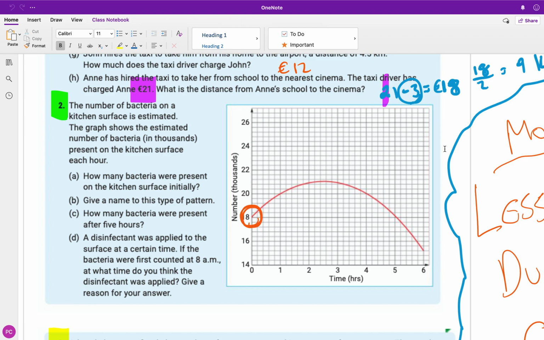Oops, not there. Going over it. Let's go a bit bigger. At the start, we have 18,000. Remember it's in thousands. So 18,000 bacteria at the start.